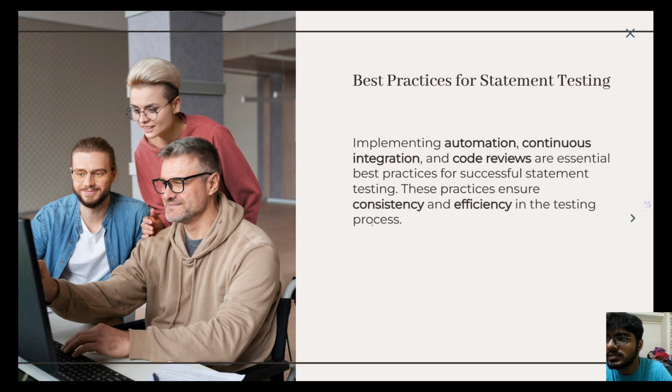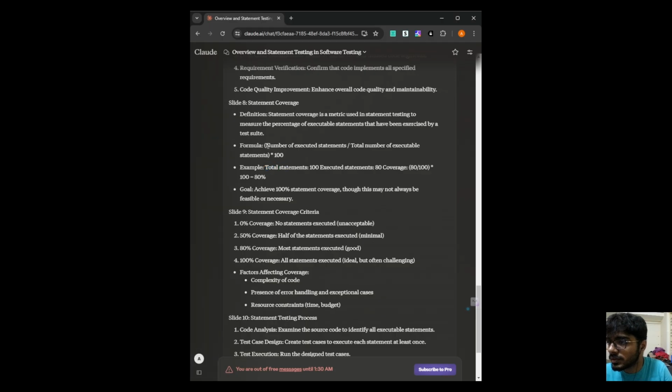So basically, there is a formula for that. Here I'm going to show you the formula. The formula is the number of executed statements divided by the total executable statements, multiplied by 100. For example, if there are 100 statements and 80 are covered, then there is 80% coverage, through which we can understand that only 80% of the code is completely executed.